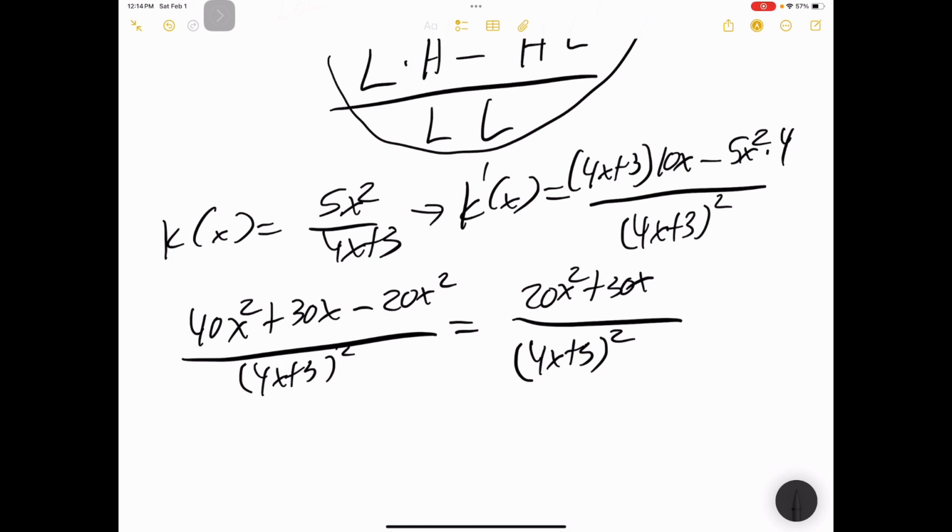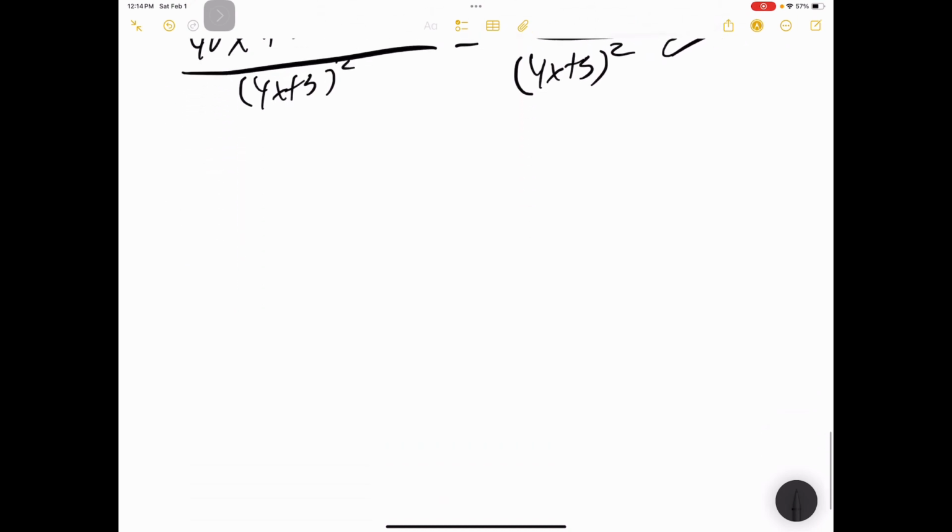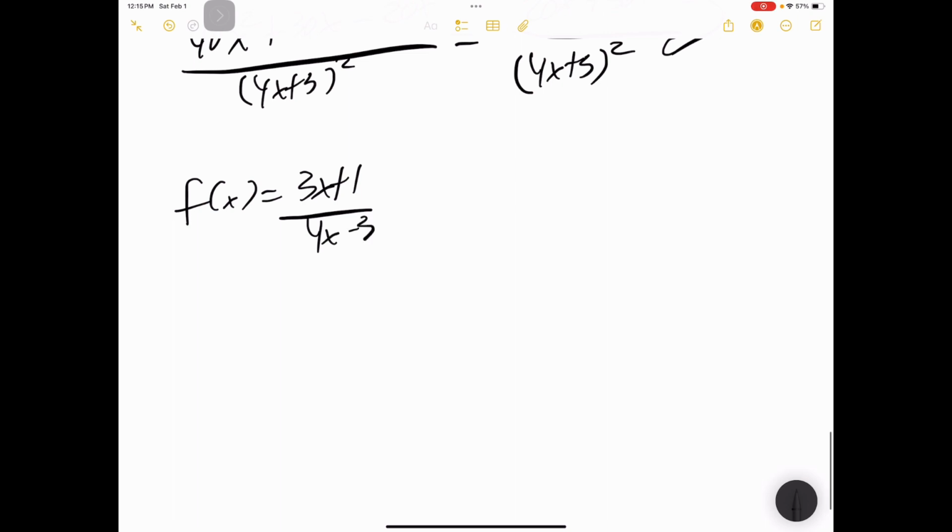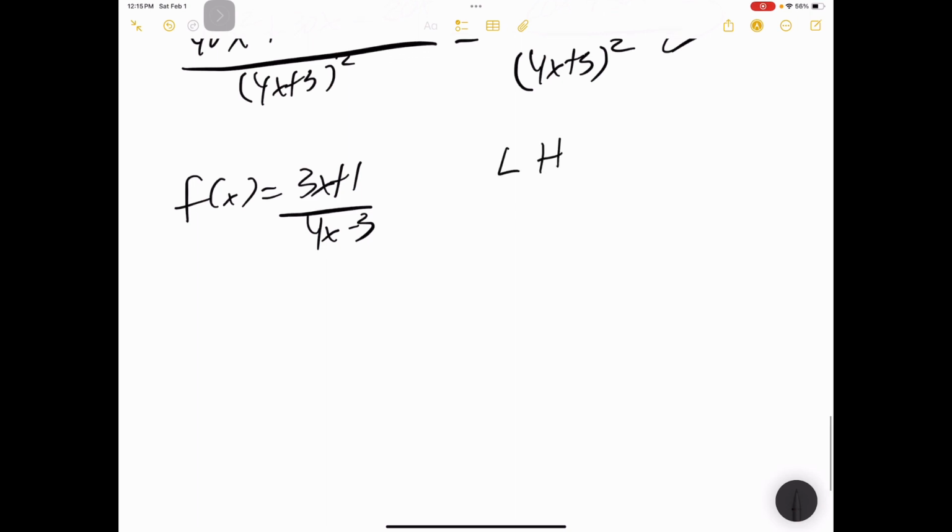And so we can do a little bit of simplifying, but chances are we're not going to be able to cancel anything with the top and the bottom. So that's our quotient rule. So we'll do one more example in the video, and then you'll do plenty of examples separately. Let's say I have f of x equals 3x plus 1 over 4x minus 3, and I want to find f prime. Well, I know that my saying is low d high minus high d low over low low.